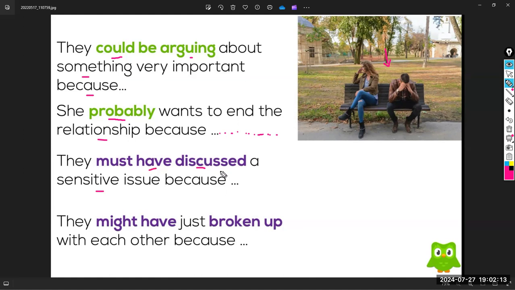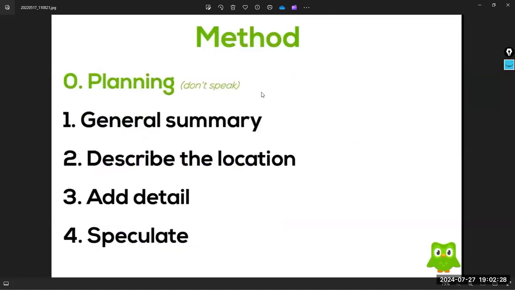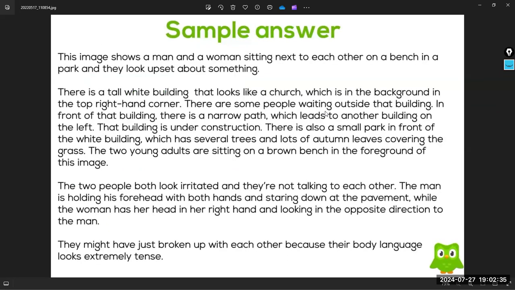So I want to use the past tenses, because now I'm talking about something that happened before the image. They might have just broken up with each other because of this and this. Now I'm talking about the things that happened before the picture. Okay, so this is the best answer, or the best sample, about the image that we have just seen.